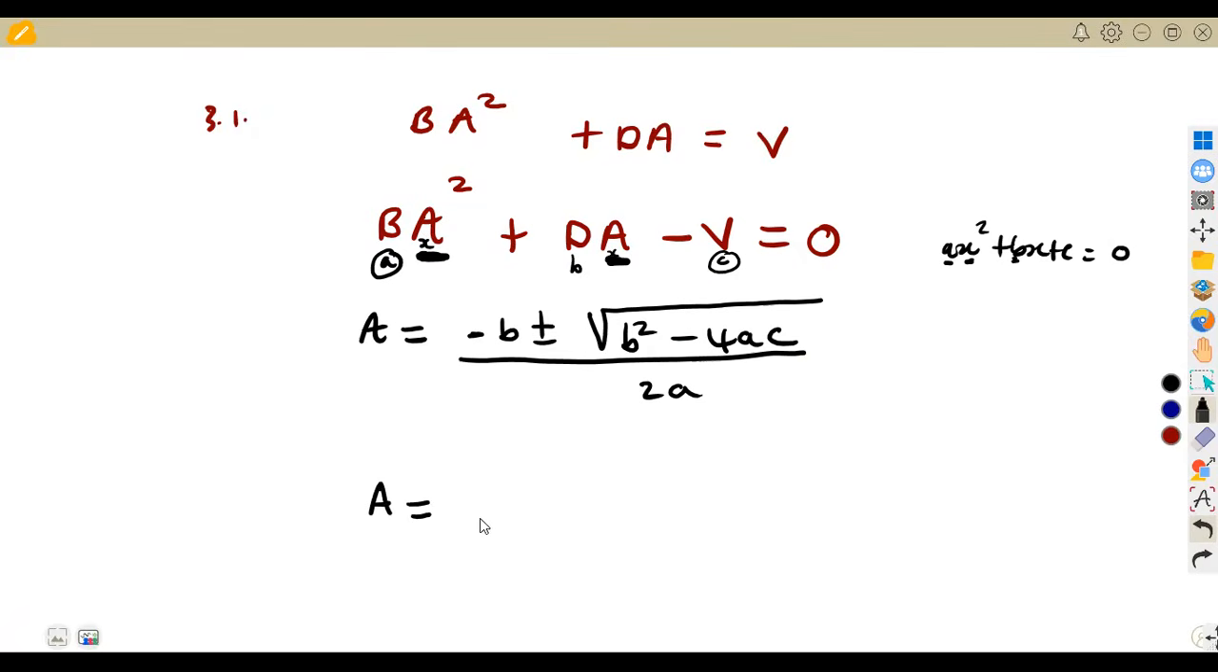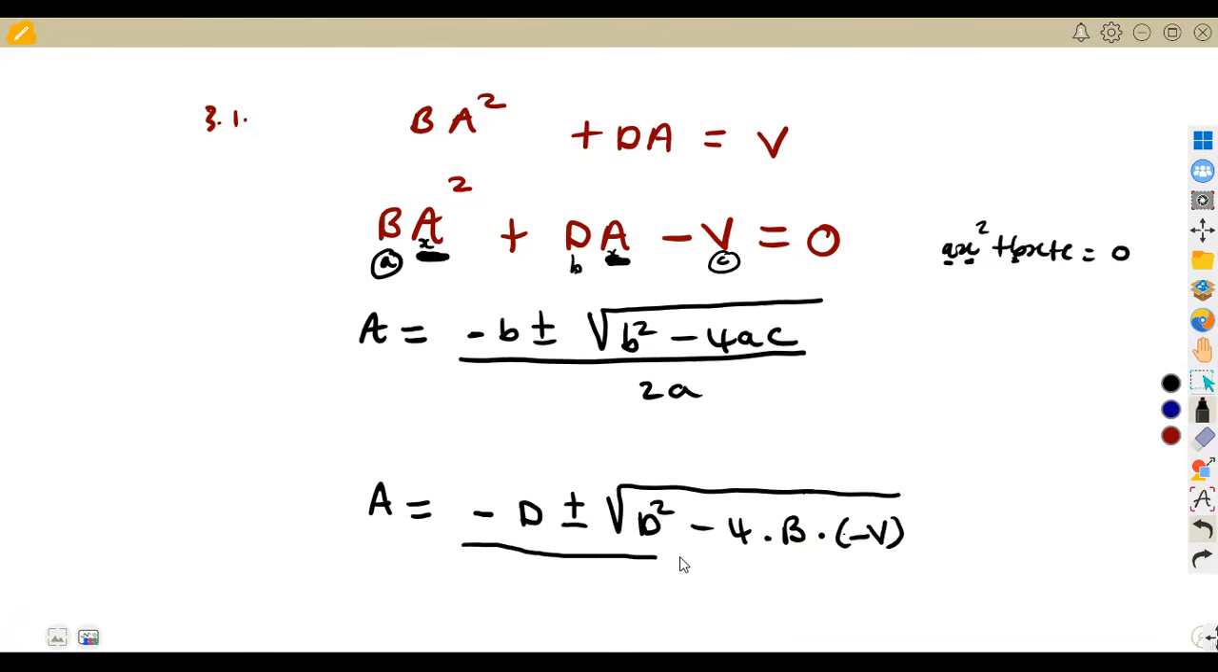So you can substitute. Solving for a is going to be equal to minus b, whereby our b is d in this case. So it's minus d plus or minus the square root of b squared, whereby b is d, so this is d squared minus 4 times a, our a, remember, is b, times c, and c is negative v. So this is a negative v, everything over 2a, which is 2 times b. So it's everything over 2b.